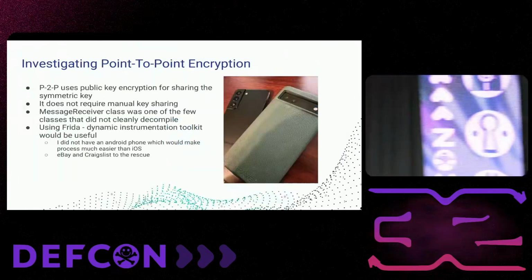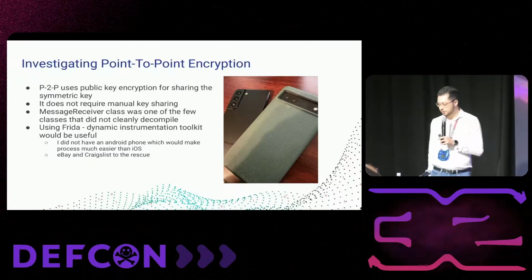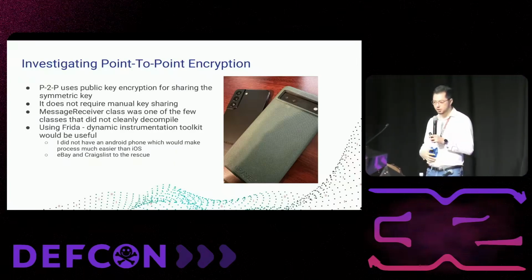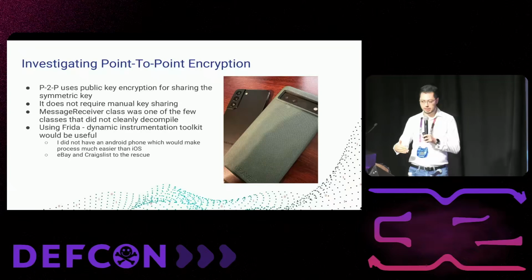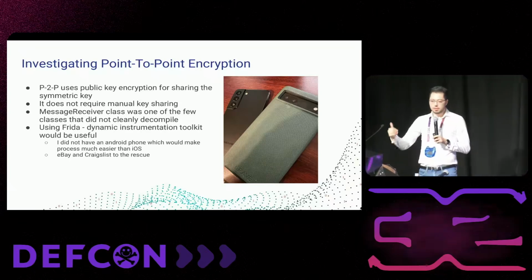Yeah, but there's more. Another form of communication is point-to-point, and that uses public key encryption. Public key encryption on its own is a lot more secure. It uses PKI, or public key encryption, to share the symmetric key. It doesn't require any of this manual key sharing. However, in our code, the message receiver class did not cleanly decompile. So we could spend some time on that, but with some help from Craigslist, eBay, and Frida, maybe we can figure it out without it.